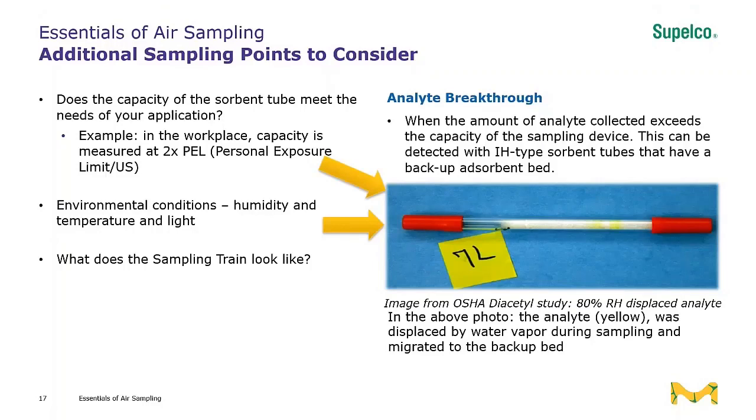And this example here was from an OSHA study on diacetyl in high humidity. What happened was, in high humidity, the water vapor displaced the analyte and forced the analyte into the backup bed of the tube. So this is an illustration of what analyte breakthrough looks like.